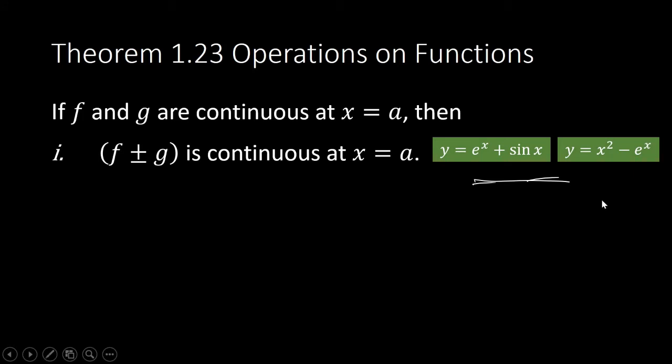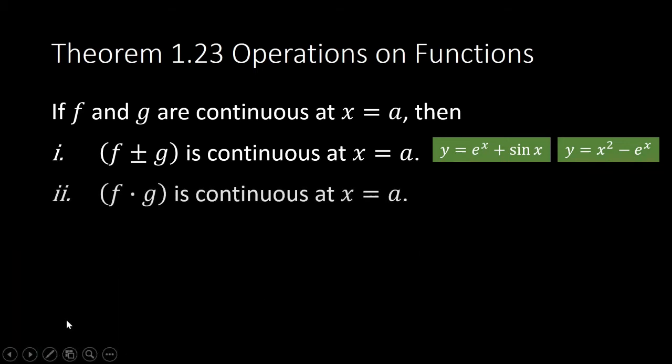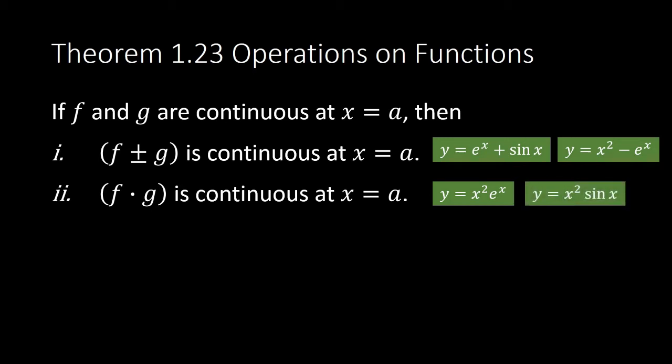It's the same with this. This is a polynomial function. Continuous everywhere. This is your exponential function. Continuous everywhere. Their difference is continuous. The same with multiplication. The product of two continuous functions is also continuous. So x squared is a polynomial function. E to the x is an exponential function. Their product is also continuous.